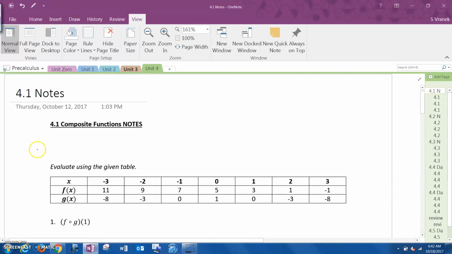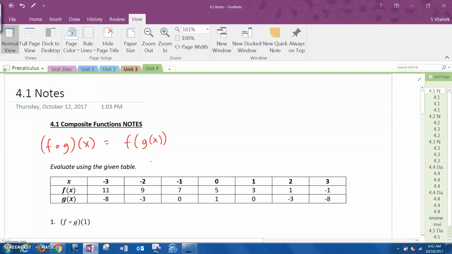Alright class, today we're talking about composite functions. The first thing I want to show you is, if you look at number 1, it's written as f and then a circle and g of something. Now, last year you probably saw it more like this, f of g of x. These mean the same thing.